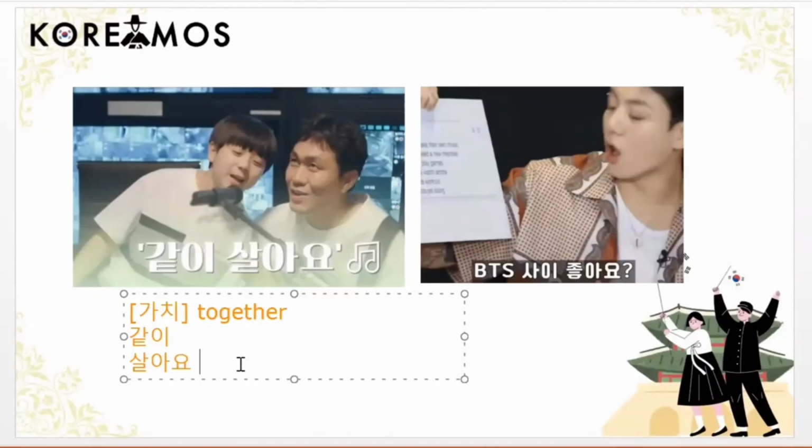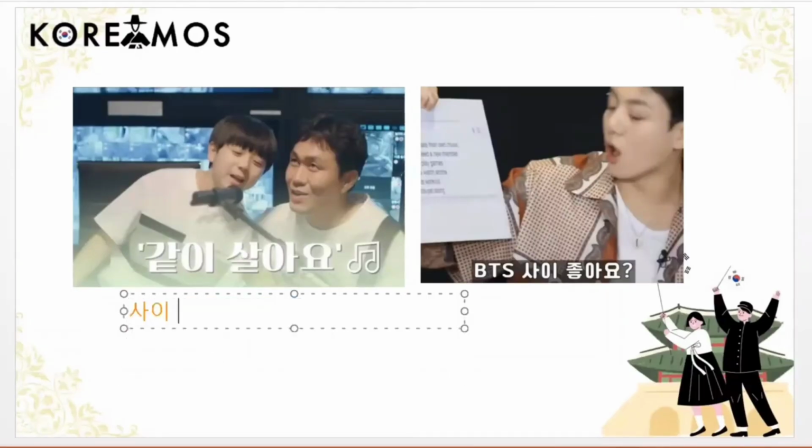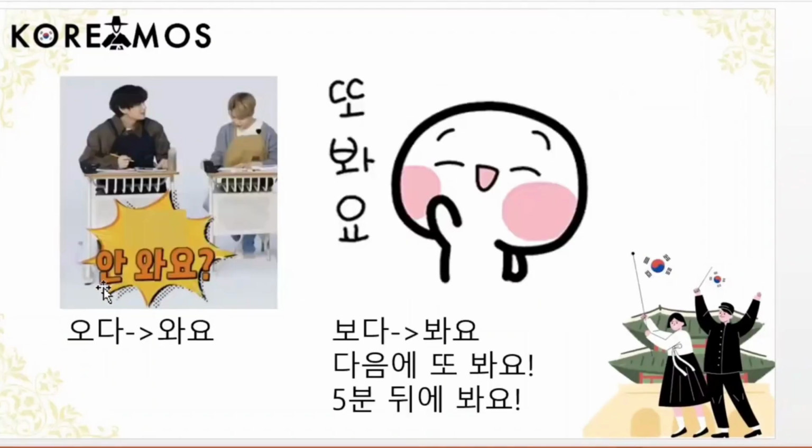Okay. And next one, can you read? 사이 좋아요. BTS 사이 좋아요. 사이 is relations and 좋아요 is good. So the relation among BTS is good. 사이 좋아요. Okay. 안 와요. 안 means not, and 와요 is from the verb 오다, to come. So 안 와요 is like, don't you come? Because it's a question mark, so, don't you come?